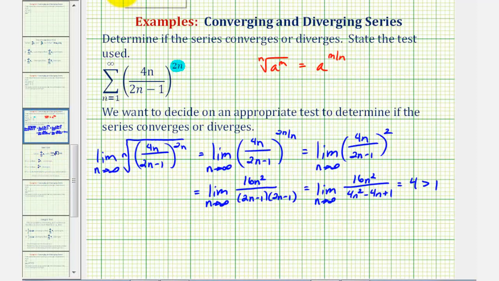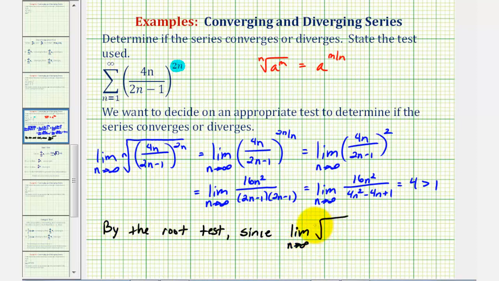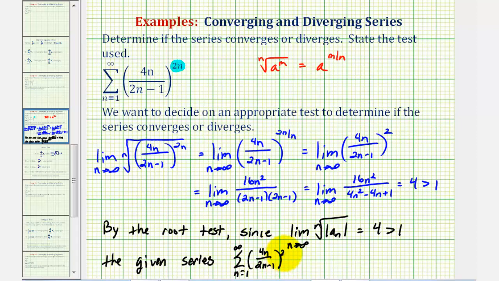So let's go ahead and summarize this. By the root test, since the limit as n approaches infinity of the nth root of the absolute value of a sub n is equal to 4, which is greater than 1, the given series diverges.